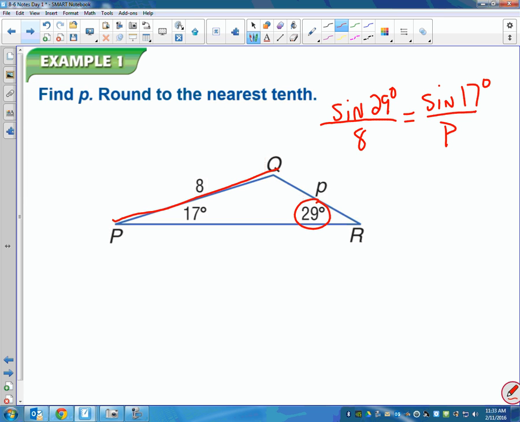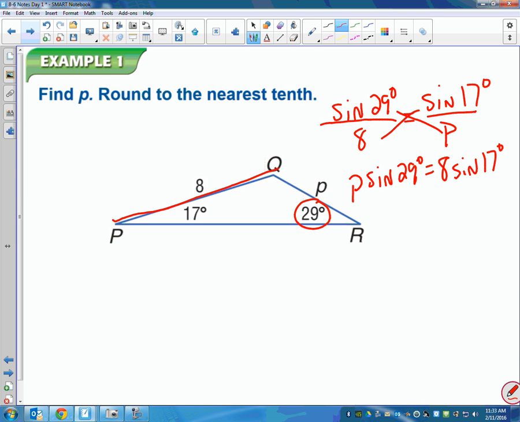And then it becomes a calculator problem, a proportion problem, right? You can cross multiply and you can solve that. Maybe not a bad idea to do a little bit of work here. If I cross multiply here, I would get p times sine of 29 equals 8 times sine of 17.